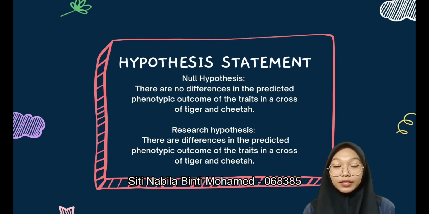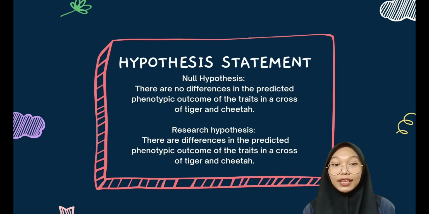To answer this question, you need to state the hypothesis statements. For the null hypothesis, there are no differences in the predicted phenotypic outcome of the traits in a cross of tiger and cheetah. For the research hypothesis, there are differences in the predicted phenotypic outcome of the traits in a cross of tiger and cheetah.